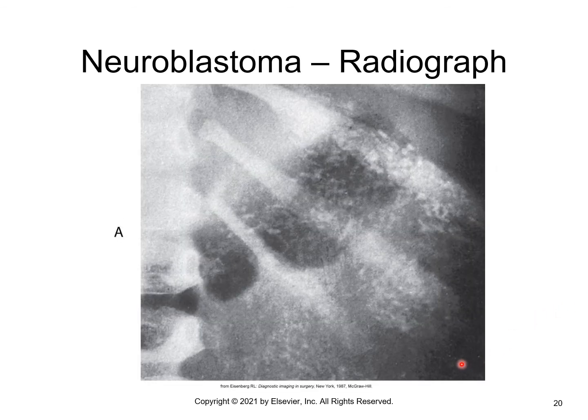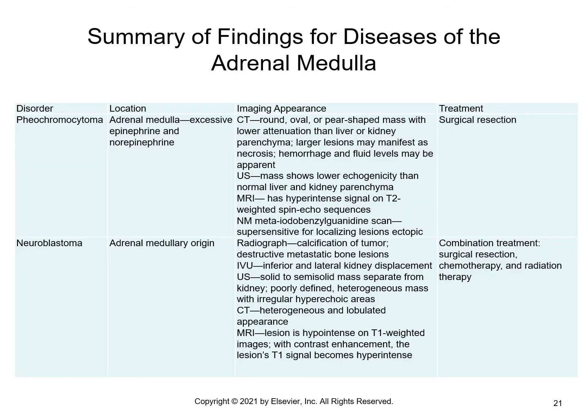So here's an example of just a general radiograph, and here is a large mass containing many, many small granular type calcifications indicative of a neuroblastoma.